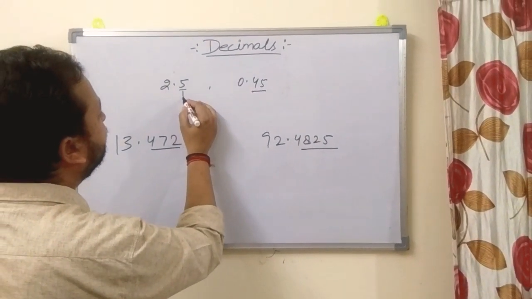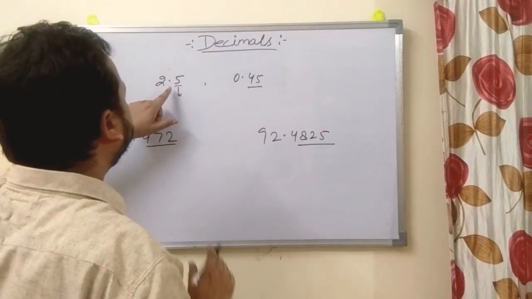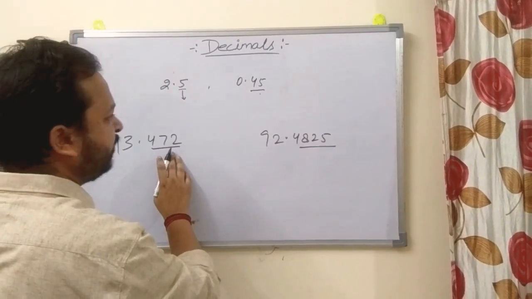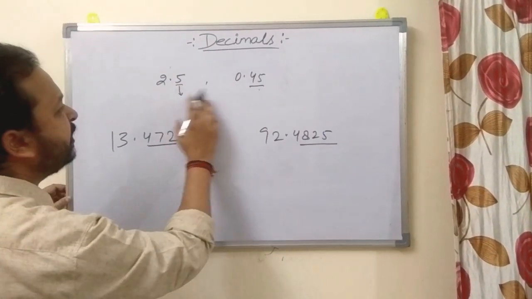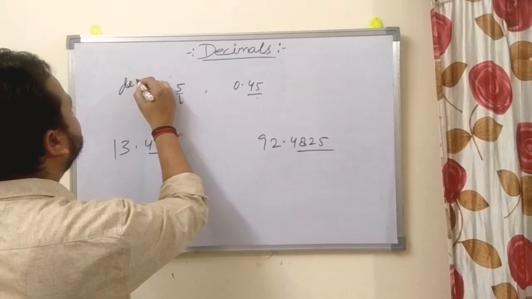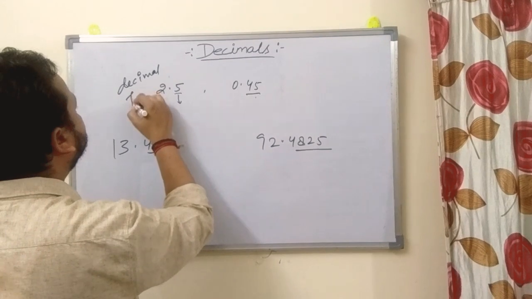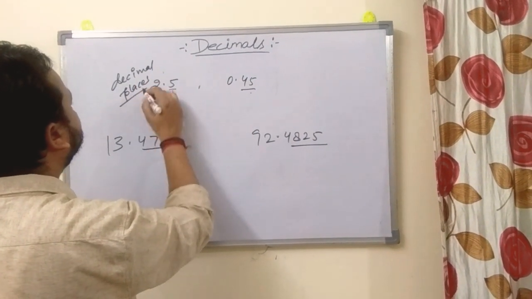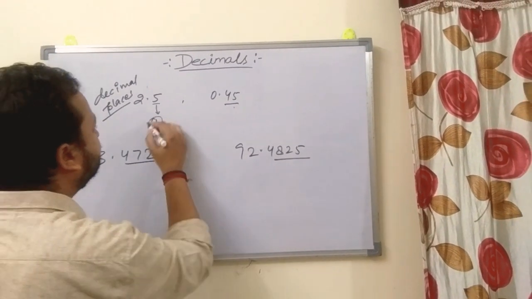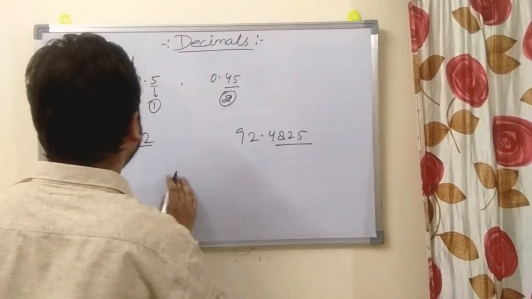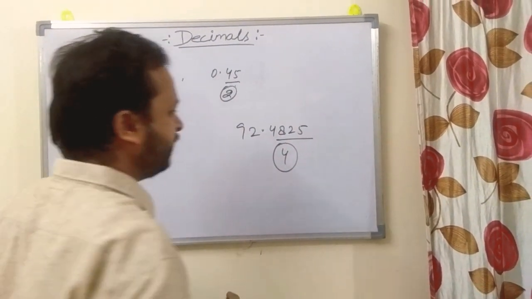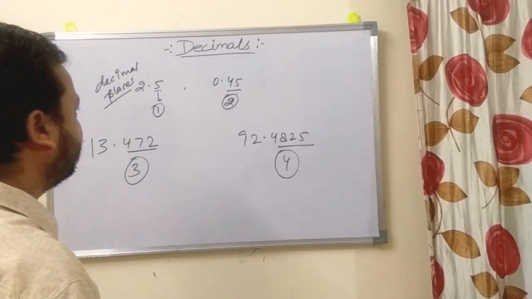Here only one number is written after the decimal. Here there are 2 numbers, here 3 numbers and here 4 numbers. This is denoted as decimal places, right? Here 1 decimal place is written, here 2 decimal places, here 3 decimal places, and here 4 decimal places, right?